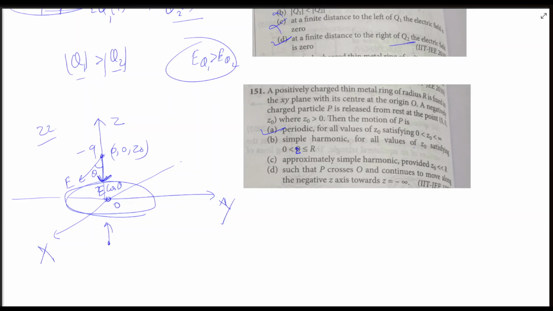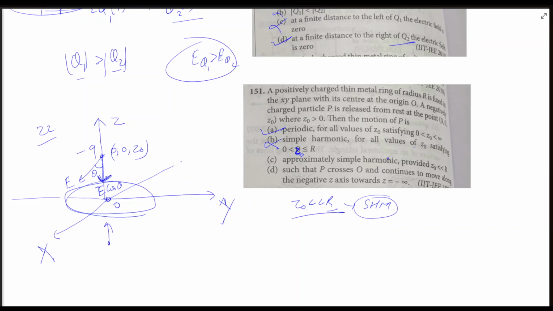Simple harmonic motion for all Z satisfying... no, this must be Z naught. No, Z naught must be much less than R. Then only it will be SHM. So Z naught must be much less than R, then only it will be SHM. So this B option is wrong.